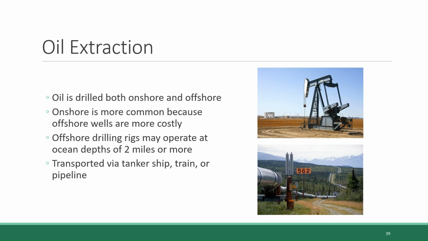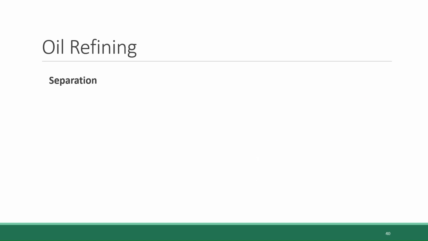Once the crude oil is extracted, it gets transported via tanker ship, train, or pipeline to a refinery. Each of these methods of transporting oil has its own risks of leaks and spills, and we'll talk about that at the end of the section. The bottom photo is of the Trans-Alaska Pipeline, which runs 800 miles from the Arctic Ocean to the Gulf of Alaska. Once the oil makes it to a refinery, the first step in processing it is called separation.